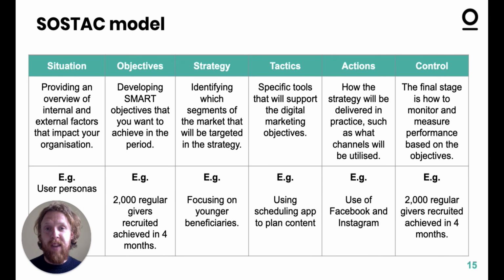Next are the tactics. What specific tools and activity are you going to do that will support you in your digital marketing objectives? So for example, are you going to use a scheduling app to plan your content? You could use a tool like Hootsuite or Buffer to actually plan out what you're going to post and when.